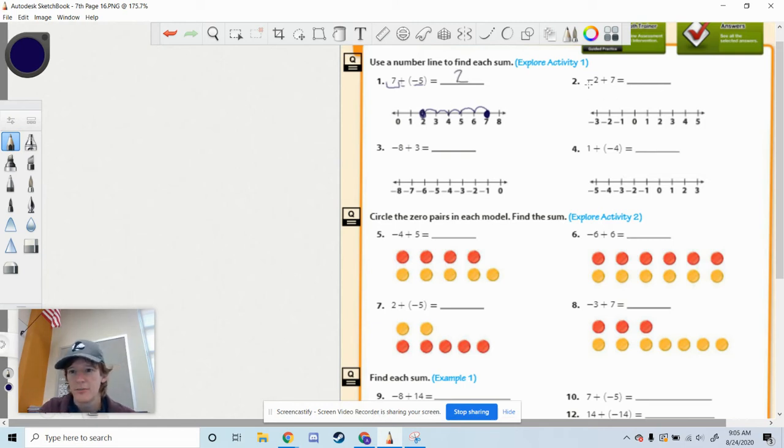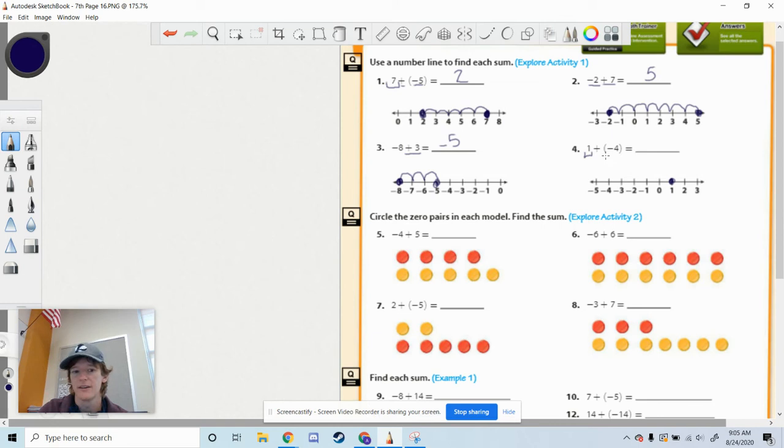Number 2, starting point is negative 2. So we'll go ahead and start here. And we're going to go up 7 because this is a positive number. So we're going to count up 7. We're going to go 1, 2, 3, 4, 5, 6, 7. Our final sum is 5. For number 3, we're going to start at negative 8, and we're going to go to the right 3 because it is positive. We're going to go 1, 2, 3. Final answer, negative 5.